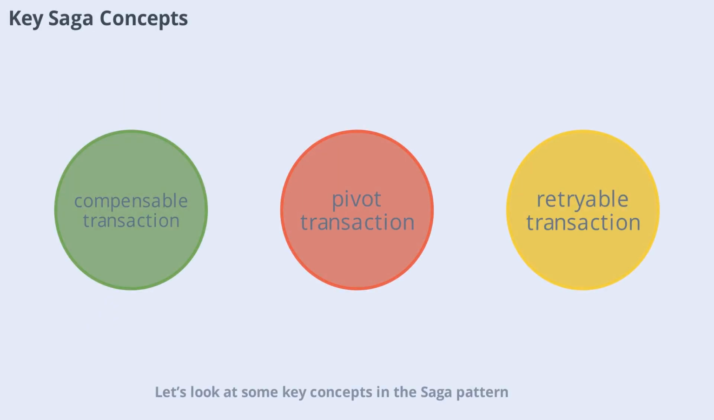Let's look at some key concepts in the SAGA pattern. Compensable transactions can be undone if something goes wrong. Pivot transactions mark the point of no return. After this, all subsequent steps must complete for consistency. Retrievable transactions follow the pivot and are designed to be idempotent, meaning repeating them won't cause issues. These concepts help ensure that even complex workflows can recover from failures and reach a consistent final state.